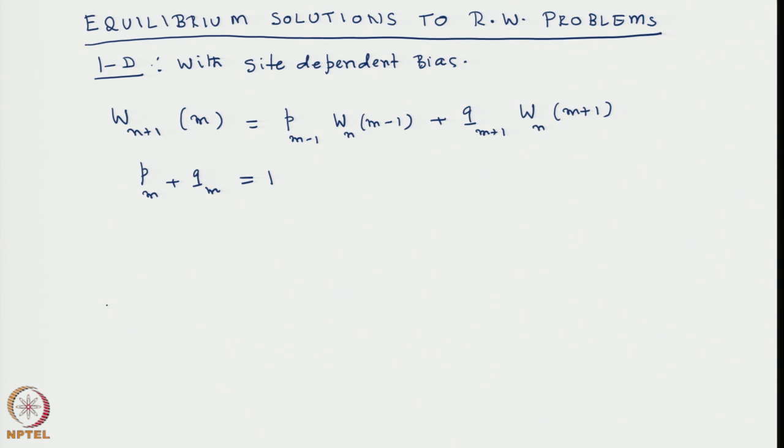Let us assume there is no weighting at each side. Every time, at every step, a transition occurs. And this is a 1D problem. My m extends, it includes 0, plus minus 1, plus minus 2, etcetera.